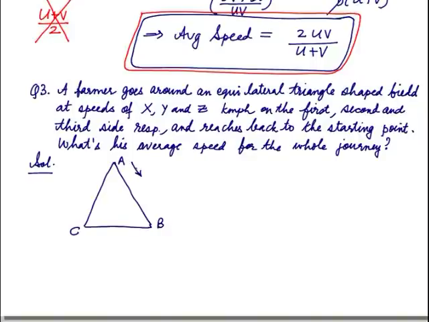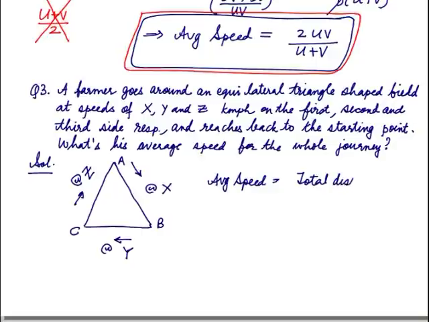Now because it is an equilateral triangle, the 3 sides are mutually equal. Let us say the length of each side is d units. Once again, it can be meters or kilometers, doesn't matter as long as all of them are in the same units. So you have d, d, d. It is given to us that the farmer moves along AB at a speed of x, along BC at a speed of y, and along CA at a speed of z. And now we are asked to calculate his average speed for the whole journey.